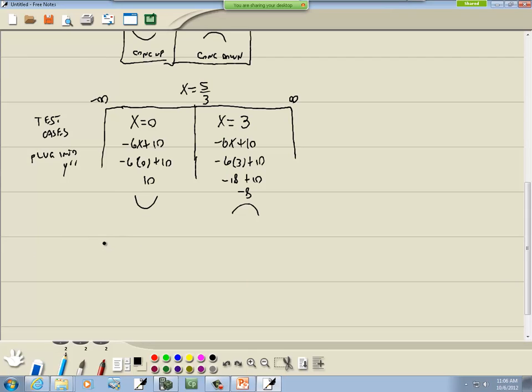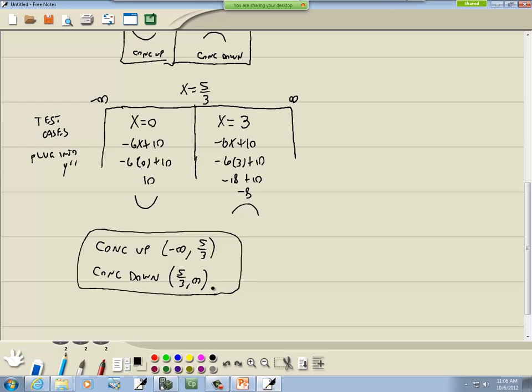So for our intervals, it's concave up from negative infinity to 5/3, and then it's concave down from 5/3 to positive infinity. And those will be your answers.